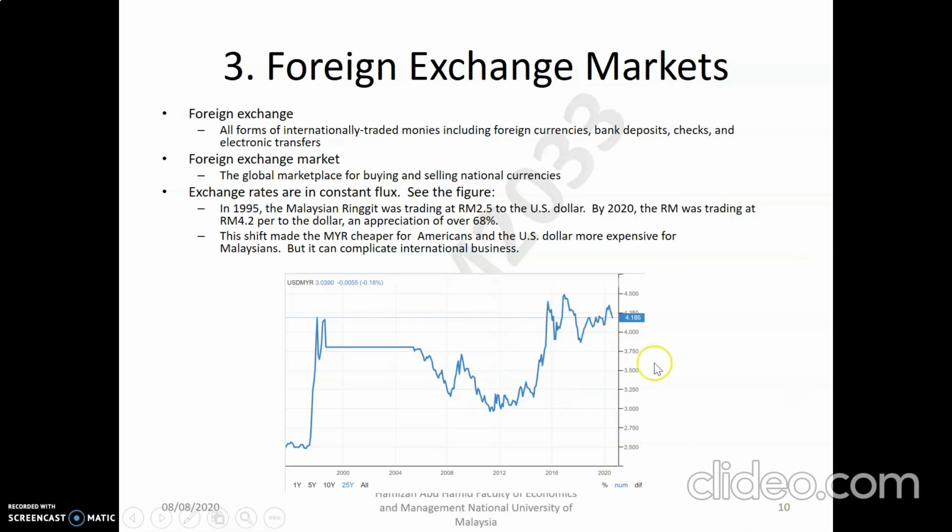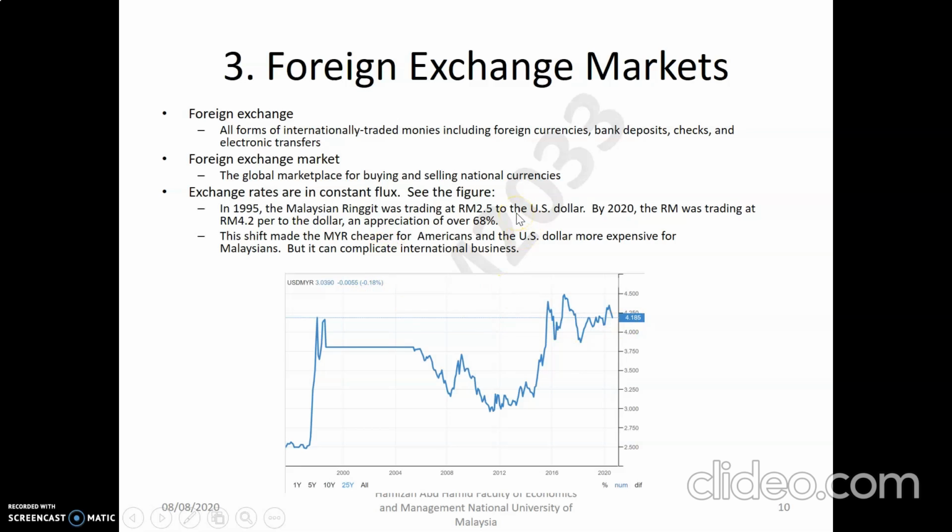If you can see the figure here, this is the historical exchange rate of Malaysia against the US dollar from 1995 to 2020. In 1995, the Malaysian ringgit was trading at 2 ringgit and 50 cents for a US dollar. By 2020, the ringgit was trading at 4.2 ringgit per dollar. So from 1995 to 2020, Malaysia experienced a depreciation of over 68%.